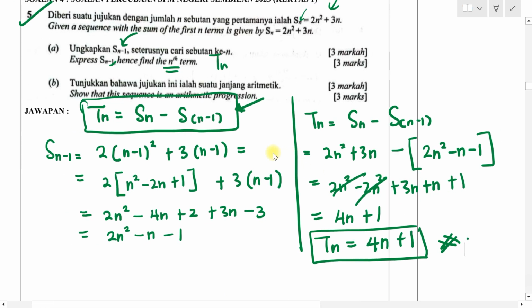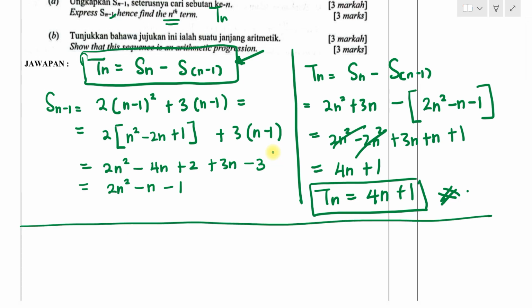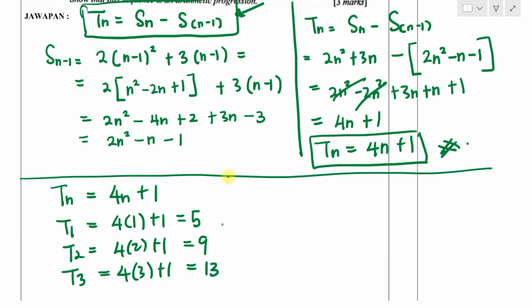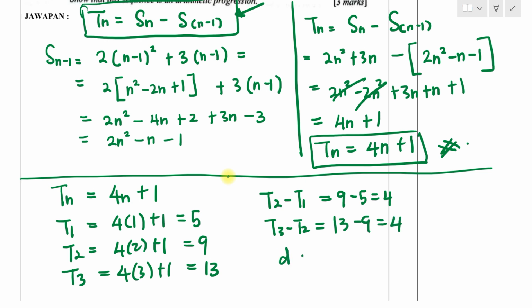And to prove it is an arithmetic progression, just prove that your d is constant. You already got Tn, right? Try to find your first 3 terms. For example, T1 equals 4 times 1 plus 1, which is 4 plus 1 equals 5. Find your T2: 4 times 2 plus 1 equals 9. Find your T3: 4 times 3 plus 1, 13. So T2 minus T1 is 9 minus 5 equals 4. T3 minus T2 is 13 minus 9, which is also 4. So the d is constant.